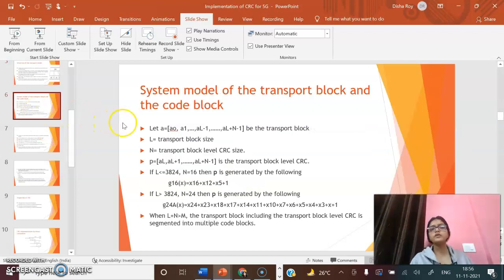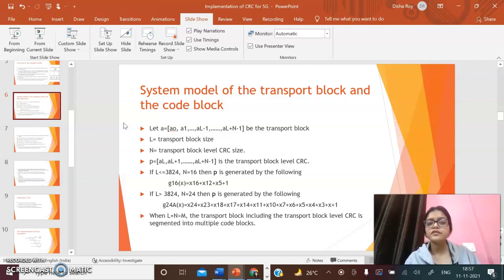Okay, so now I'll be talking about the system model of the transport block and the code block. Here, let A be the transport block, L the transport block size, N the transport block level CRC size, and P the transport block level CRC. If L, the transport block size, is less than or equal to 3824, then N is equal to 16. Then P is generated by G16(x), the polynomial, given by x to the power 16 plus x to the power 12 plus x to the power 5 plus 1.